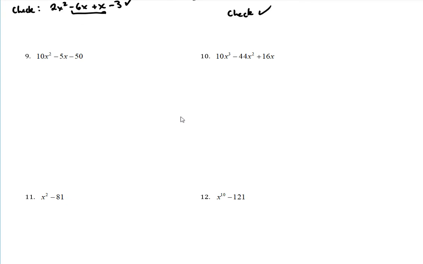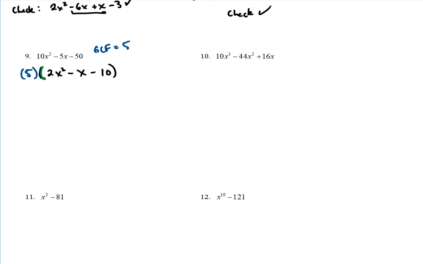Okay, so looking at 9 and 10, these are also trinomials. So still the same deal where I want to find the greatest common factor. Now this time around, it looks like 5 is the greatest common factor. So let's take that 5 out. And then we're left with, well, 10 divided by 5 is 2, so 2x squared. Minus 5 divided by 5 would be 1, so just minus x. And then minus 10. And then again, always check as you go, it's good.